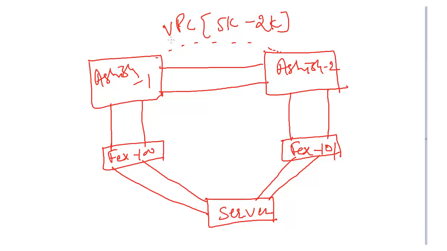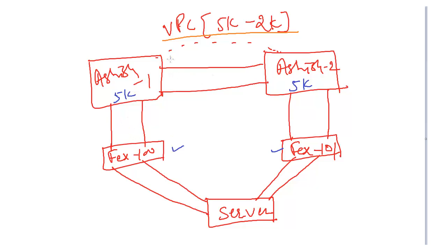Now we'll talk about vPC formation with the 5K and 2K devices. And this is the topology I have. 2K means FEX. The first two devices, these are 5K, this is 5K, this is 5K as well, and these two are FEX devices.